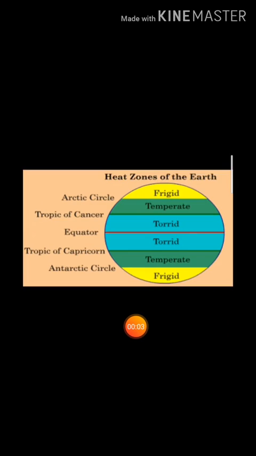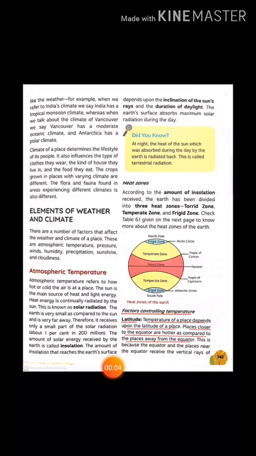Thus, the heat zones located on the globe are: torrid zone, 23.5 degree north to 23.5 degree south; temperate zone, 23.5 degree north to 66.5 degree north, and 23.5 degree south to 66.5 degree south; frigid zone, 66.5 degree north to North Pole and 66.5 degree south to South Pole. Factors controlling temperature. First, latitude.